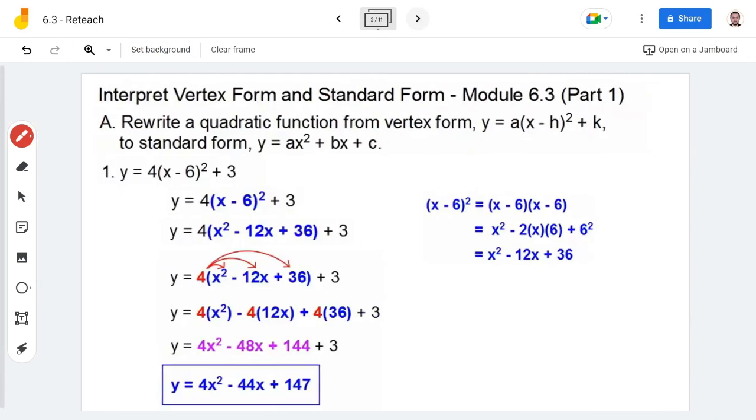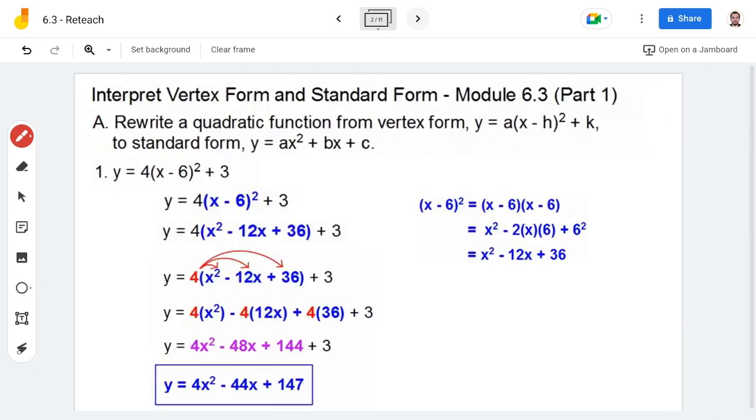Now let's start with the first example. The question says, rewrite the quadratic function from vertex form to standard form. Look at number 1. As you can see, we have y equals 4 times x minus 6 to the power of 2 plus 3. The first step, in blue, is x minus 6 to the power of 2.